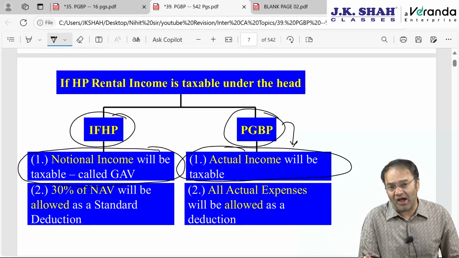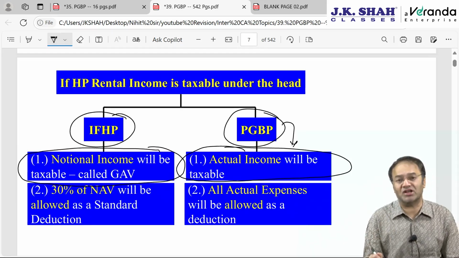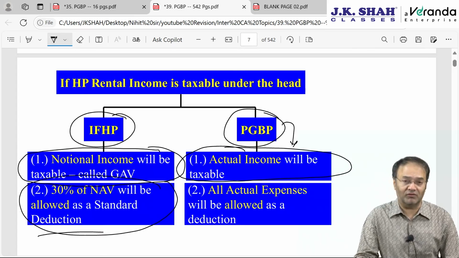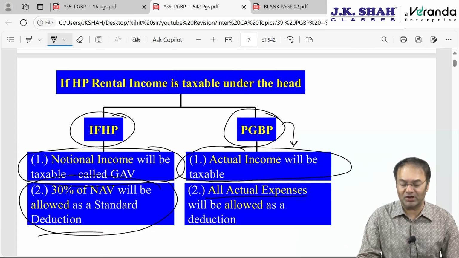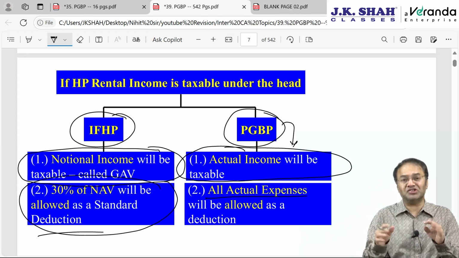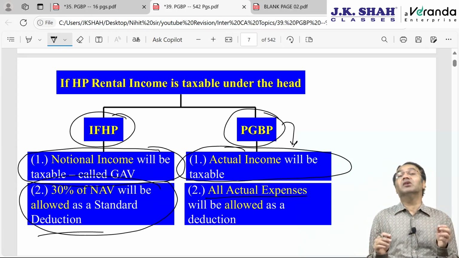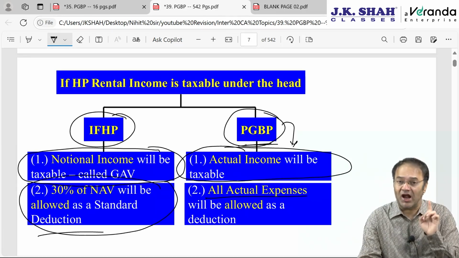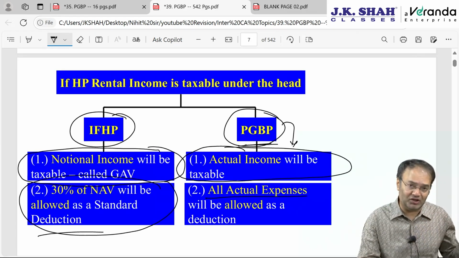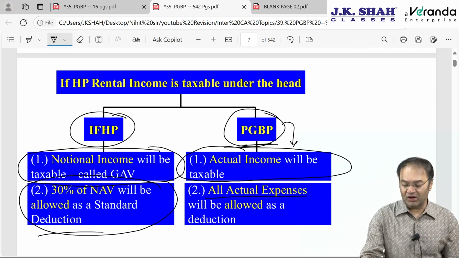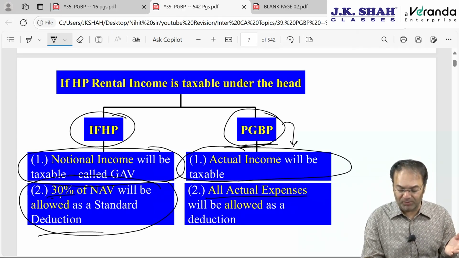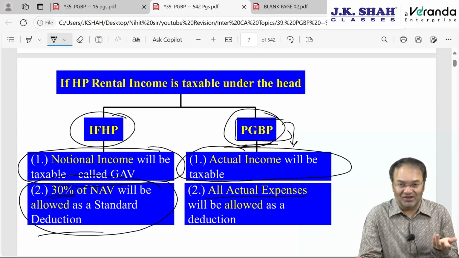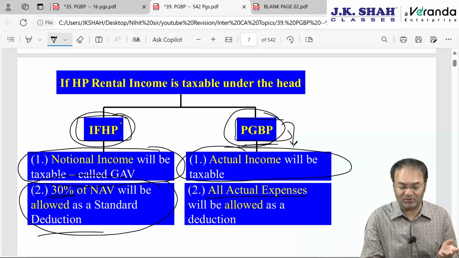Secondly, under the head IFHP, in the name of expenditure, only one thing is allowed to be deducted, which is 30% of NAV, allowed as a standard deduction. But if it is taxable under the head PGBP, then all actual expenditures will be allowed. All maintenance charges, depreciation, everything is allowed, subject to conditions. If taxable under IFHP, then this 30% standard deduction covers everything. So it used to make a difference. In case your expenditures were more than 30% of the NAV, it was advisable, or rather not optional, it had to be offered under the head IFHP only.